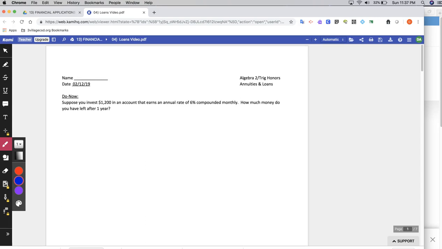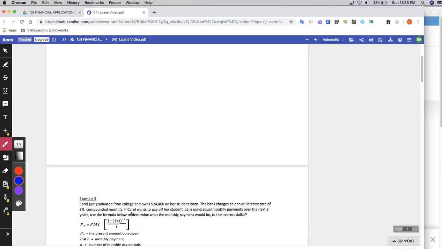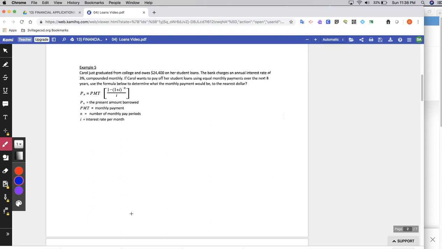I'm gonna go over with you loans, which was a part of the packet that you guys had before the break. It's dated February 12th, and if you have that packet, if you could pull it out, we're going to look at problems in here that deal with loans. So in particular, we're going to jump straight to example number 5.